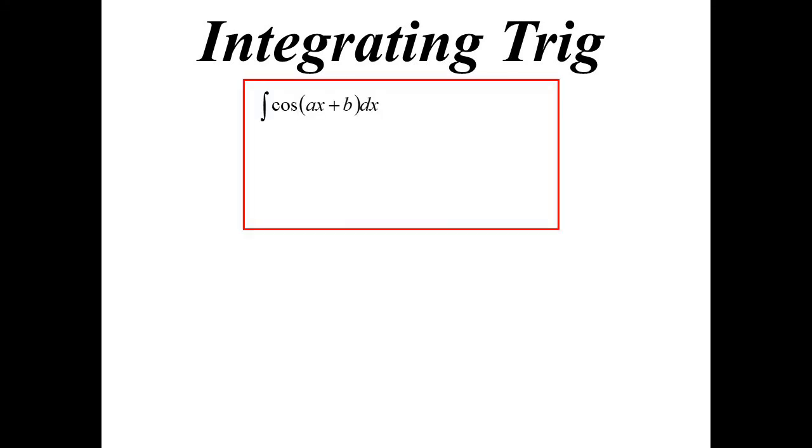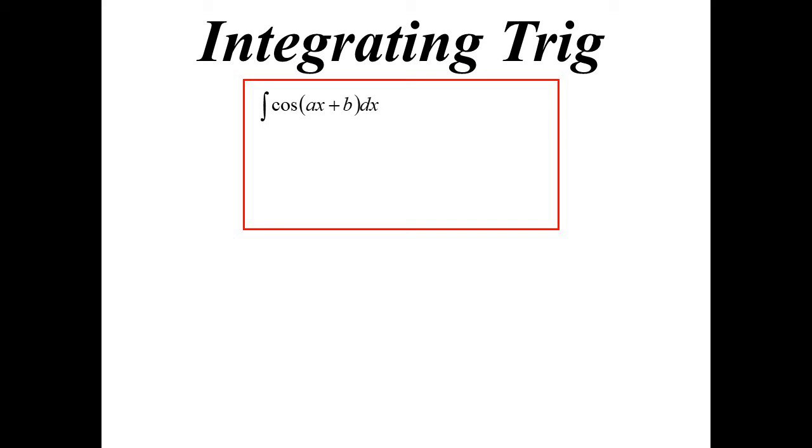Right, so last time we looked at the differentiation of trig. Let's go backwards. Let's go the other way. So if now I want to integrate cos, in this case I'm just saying the angle is a linear function. If I was going to integrate cos, let's think about this carefully.